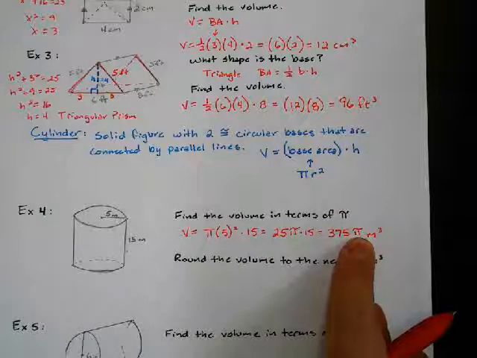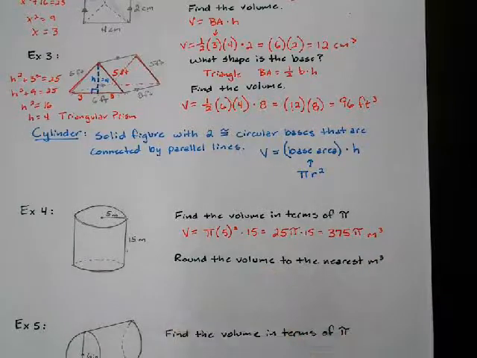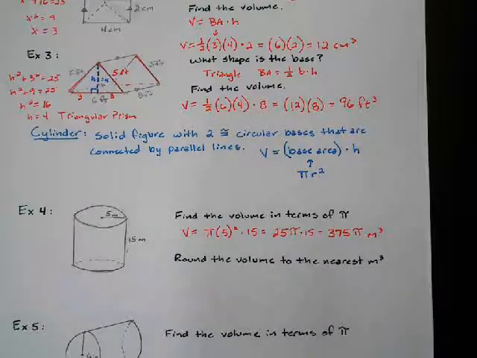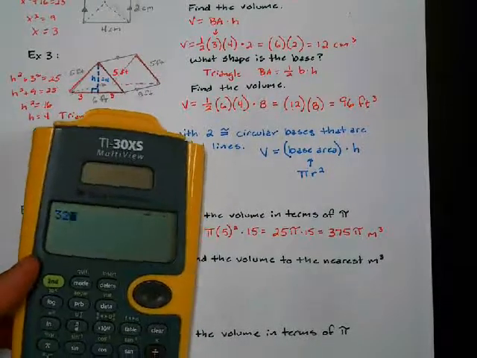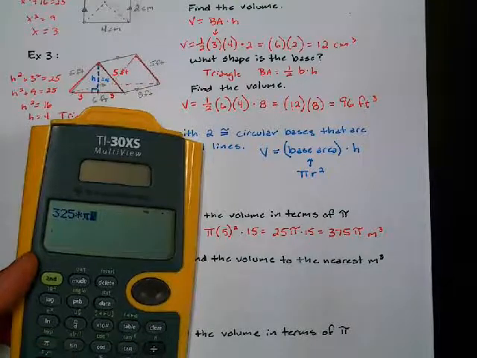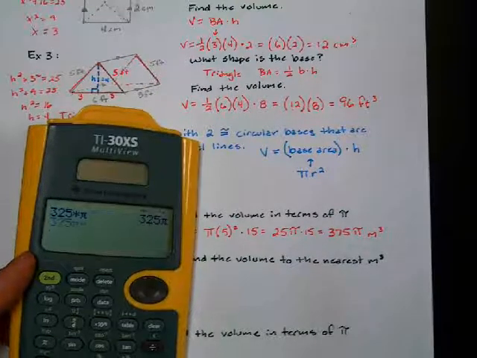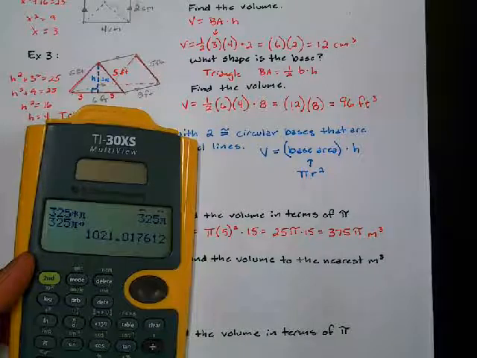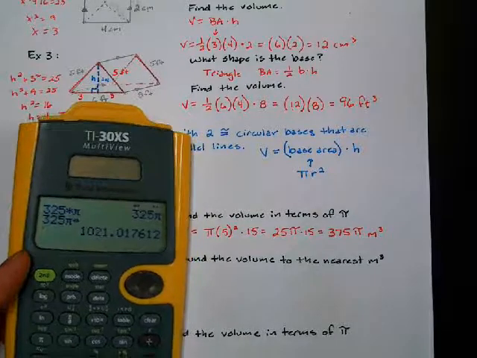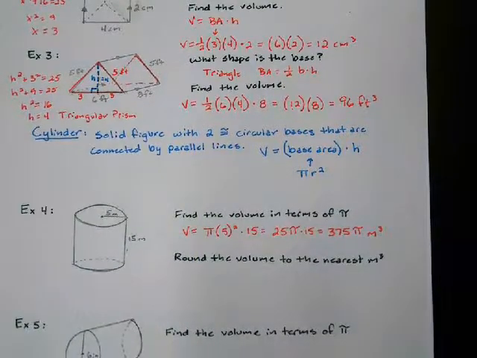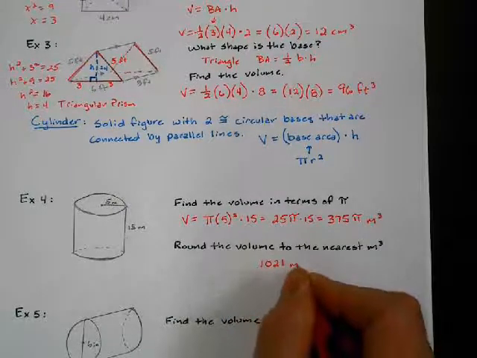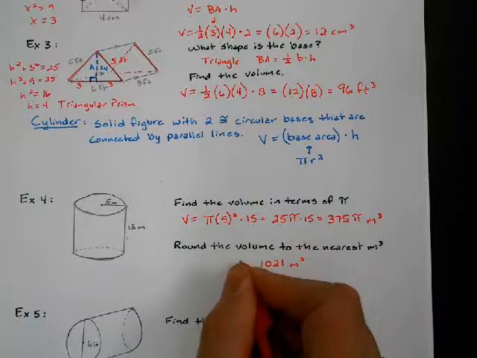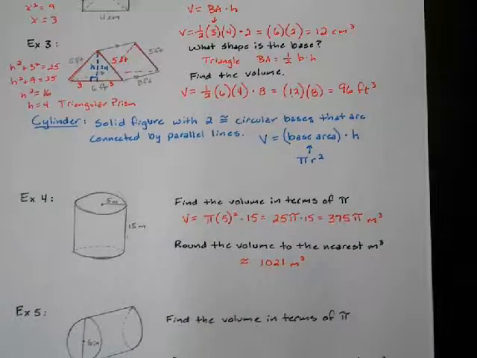Now if I wanted to round it, I'd just take out my calculator. If I was looking to round it, I'd just do 375 times pi, and it rounds it for me. It's about 1178. So to the nearest meter cubed, we get 1178 meters cubed, approximately. So this is the exact answer in terms of pi, and this is what we get if we round it.